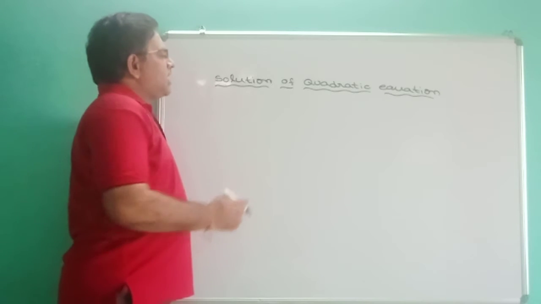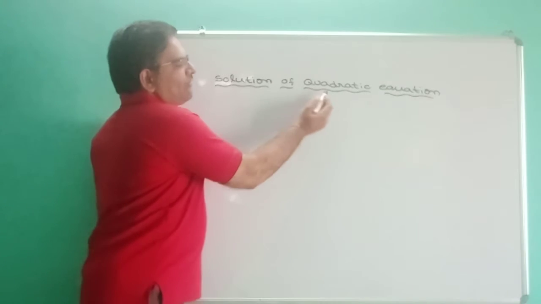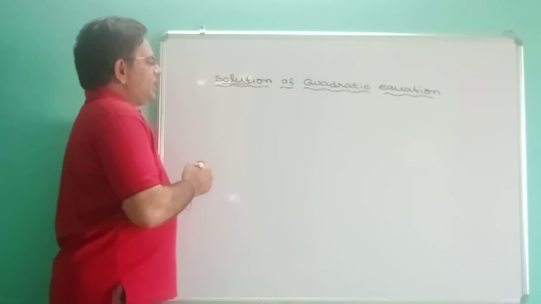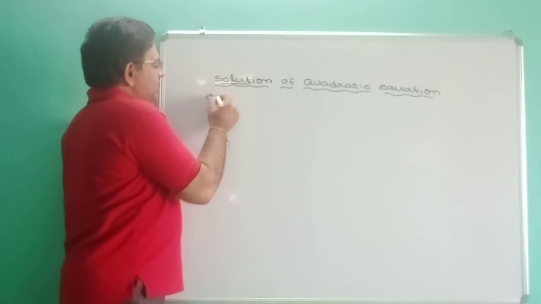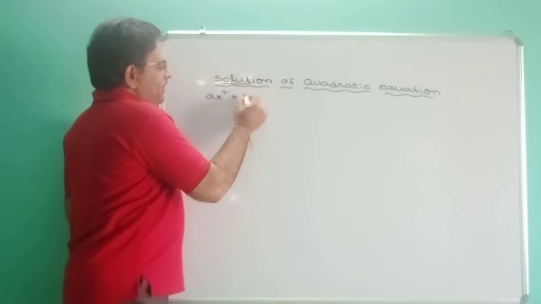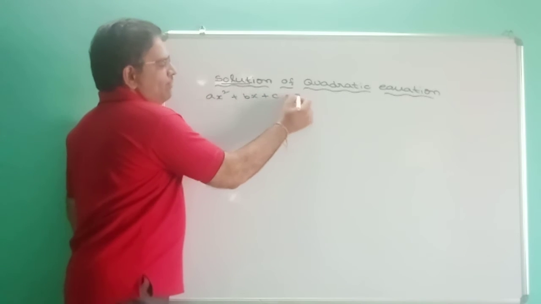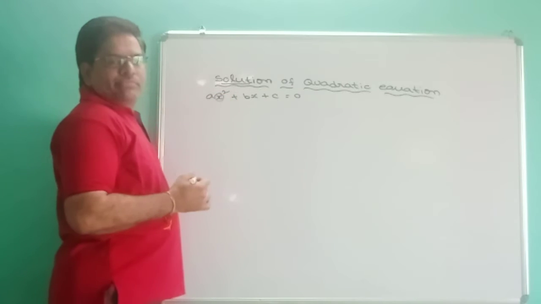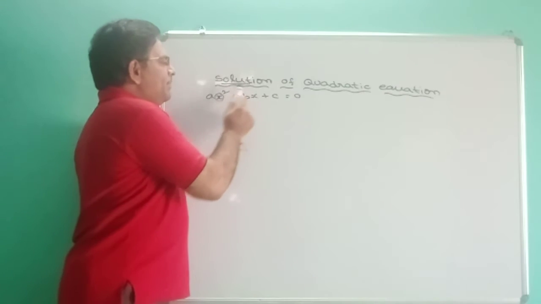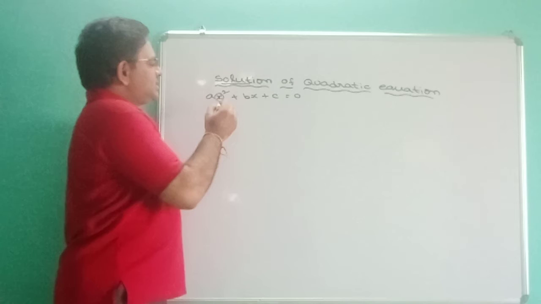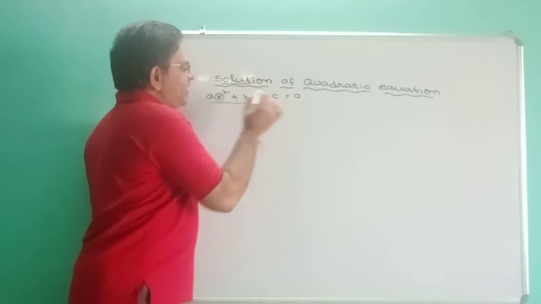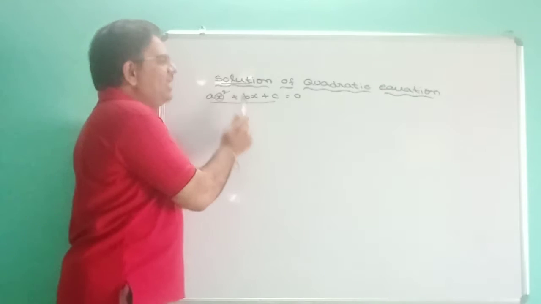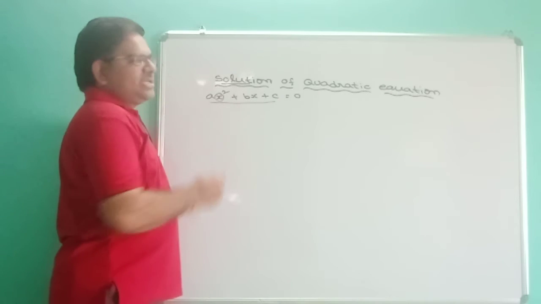Now the next concept is solution of a quadratic equation. What is the meaning of a solution? For suppose ax square plus bx plus c equal to 0. In this equation, you find the x value. That x value is called the solution. That means for which x value this equation is satisfied, that is called the solution of the given quadratic equation.